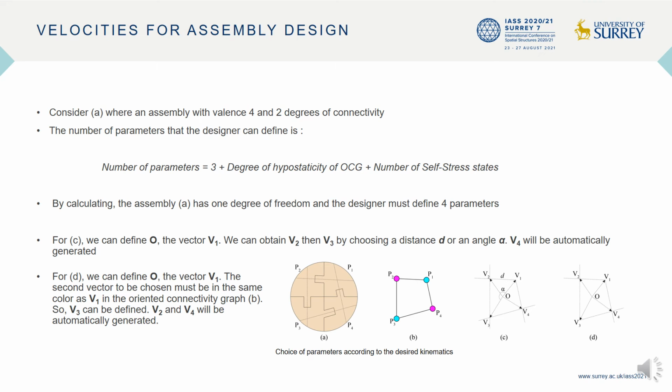In C, we can for example define O and V1. V2 will be found either by choosing a distance D or alpha, and V3 can be found in the same manner. Lastly, V4 will be automatically generated. Another strategy could be to choose a location point, and define V1 like previously. In the oriented connectivity graph, P1 corresponds to V1 in blue, so a second vector can be set but must be pointing to the same color. So we can define V3, and finally V2 and V4 will be automatically generated.